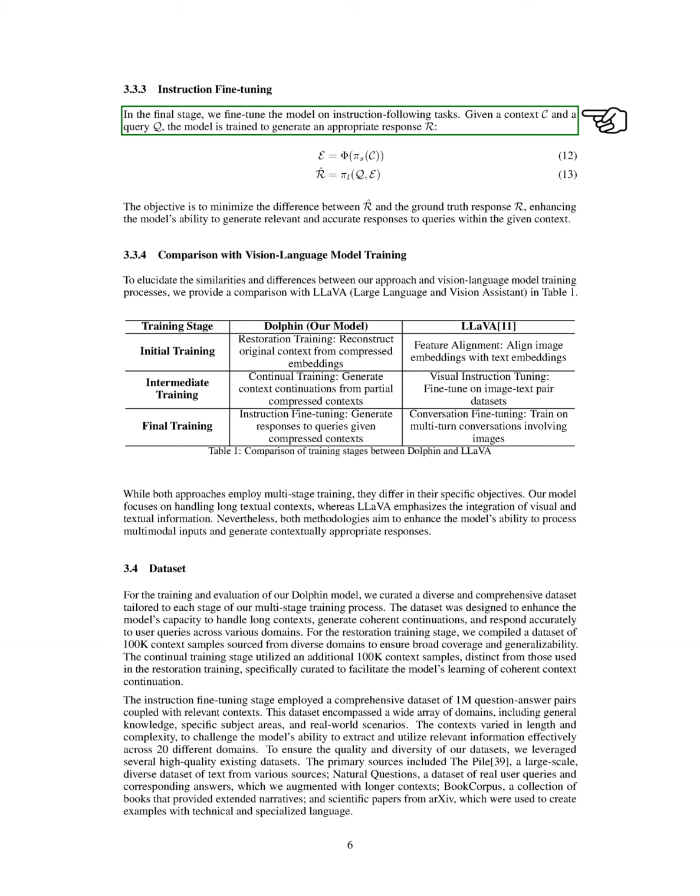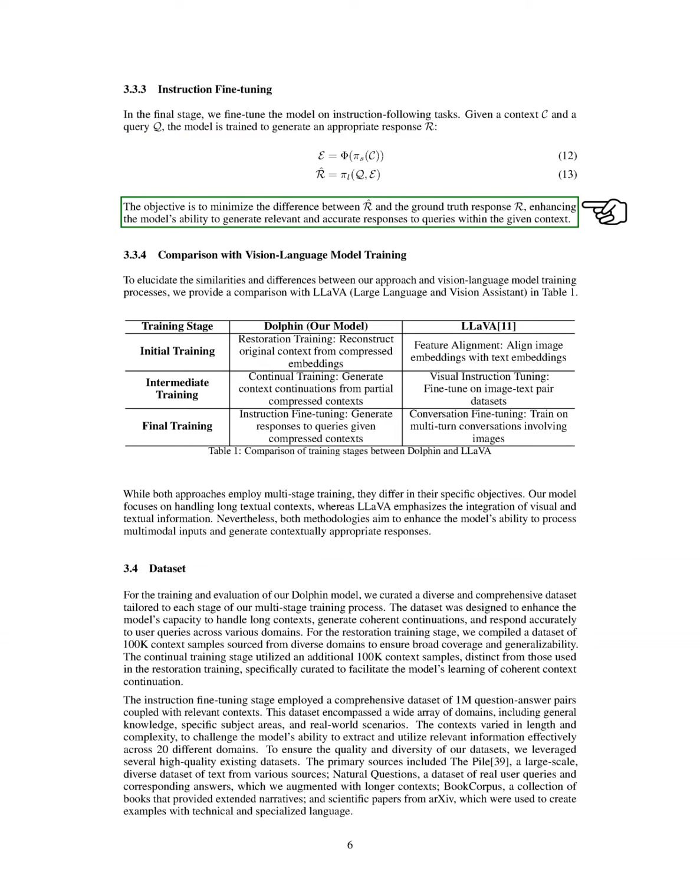Here, we aim to reduce the gap between the generated continuation and the actual continuation, improving the model's contextual generation skills. Finally, in the instruction fine-tuning stage, we refine the model on tasks that require following instructions. Given a context and a query, the model learns to produce an appropriate response. Our objective is to minimize the difference between the generated response and the correct one, thereby improving the model's relevance and accuracy in responding to queries.